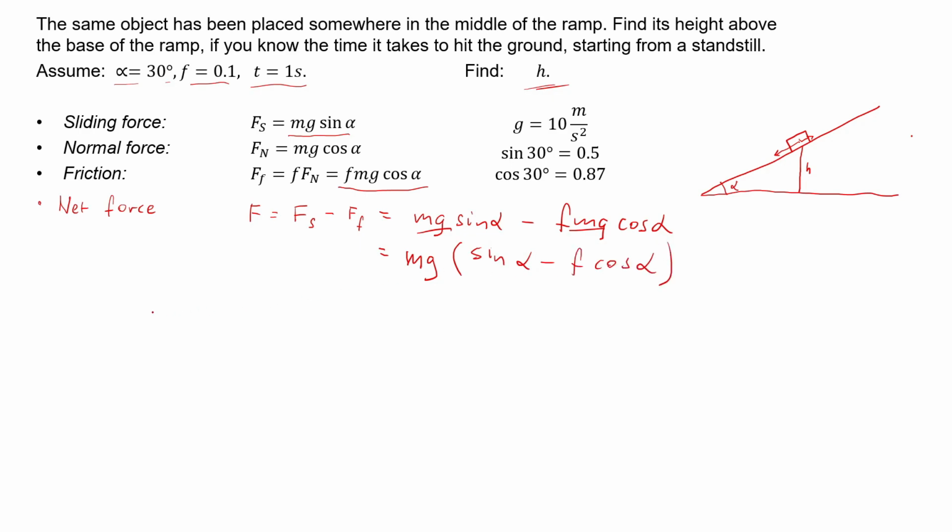The next step is to find the acceleration a according to the second law of motion, or Newton's law. It's the net force divided by the mass of our object. But this is the formula for force. You can see that it starts with mg divided by m, and m divided by m is always 1, it cancels itself, so a is just g times sine alpha minus f cosine alpha.